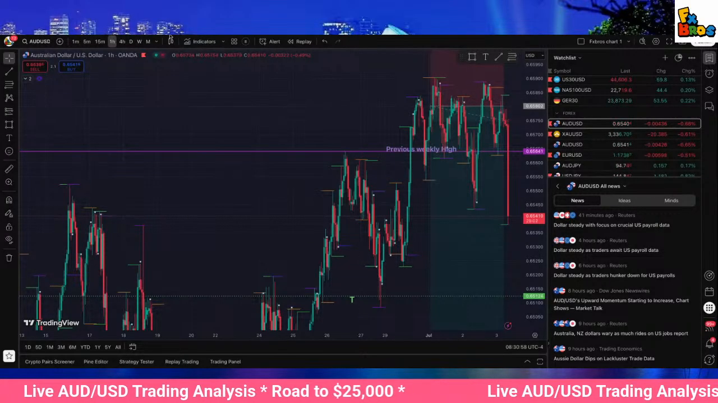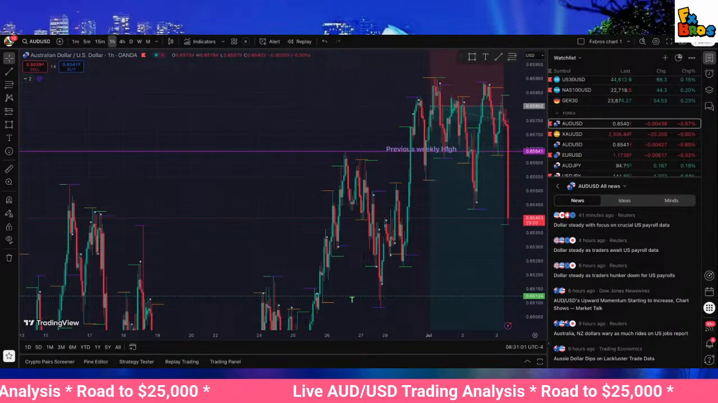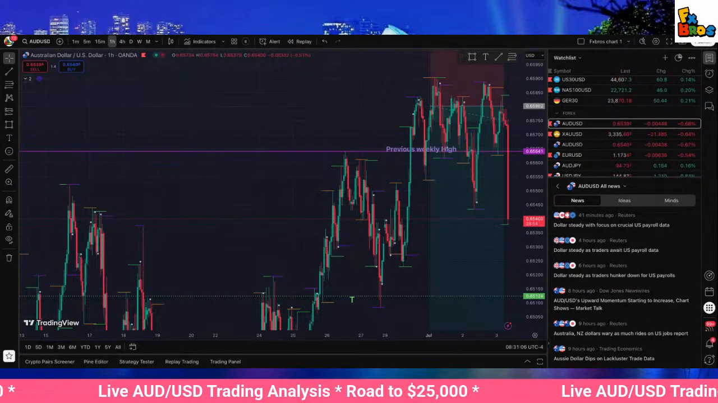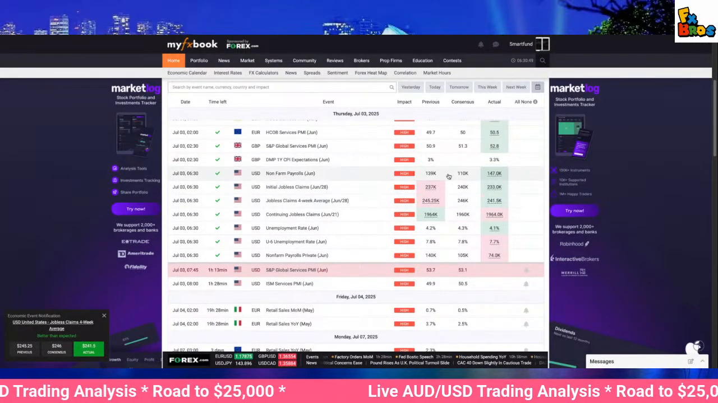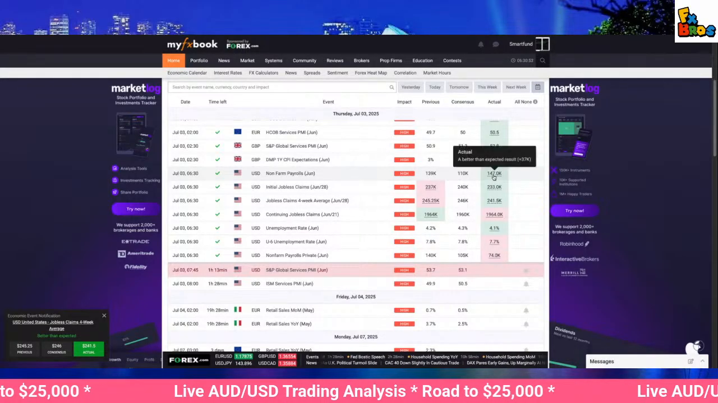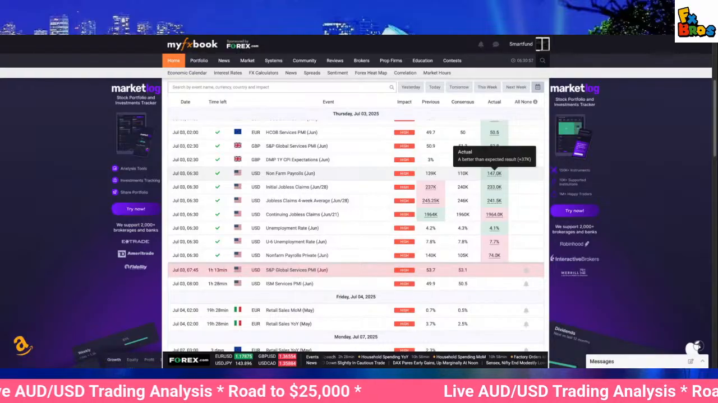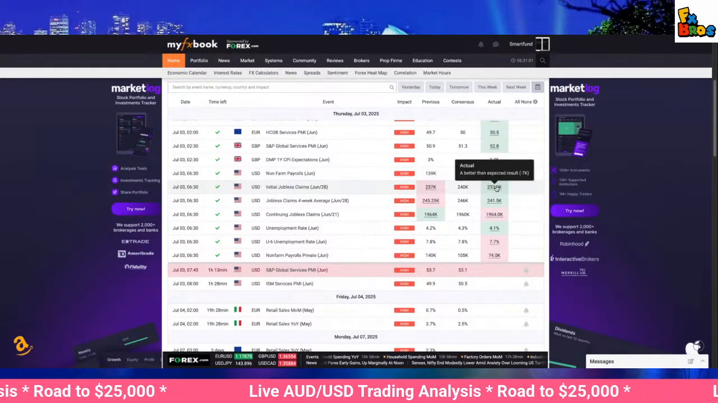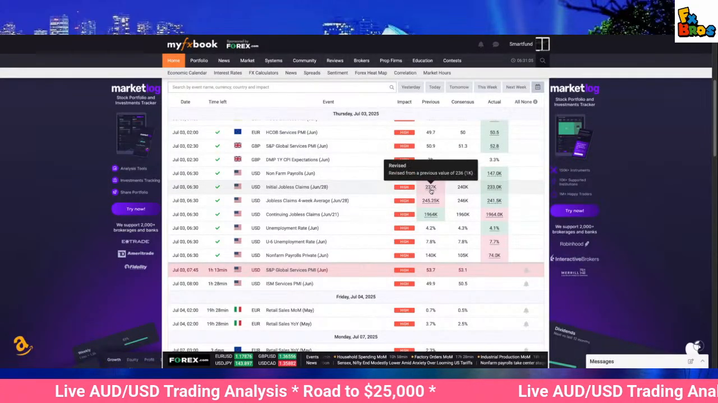NFP release. But it's the news. That's what the numbers say. NFP consensus 110, previous 139, 147 actual. So this is bullish for the dollar. Damn.